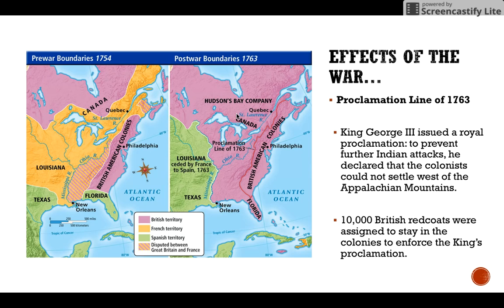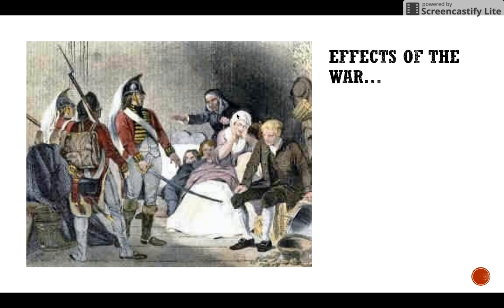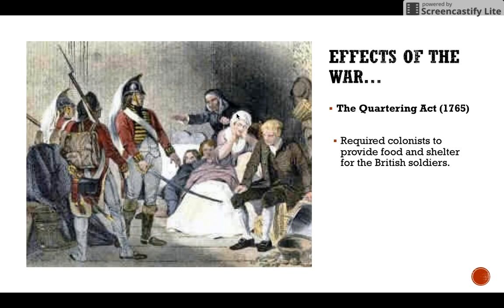So when those soldiers are there, they're going to need a place to stay and they're going to need something to eat. So then the king also enforces the Quartering Act. This was a legislation not only of the king, but with Parliament as well. They enforced the Quartering Act of 1765, and this required the colonists in the 13 colonies to provide food and shelter for these British soldiers. Many colonists saw this as evidence of British desire to further control the colonies.